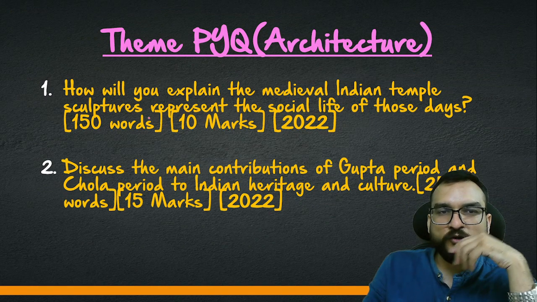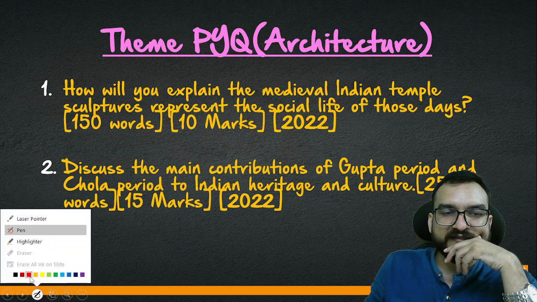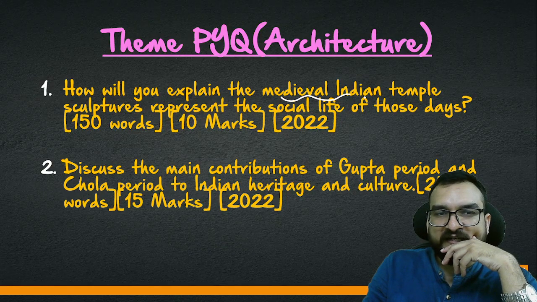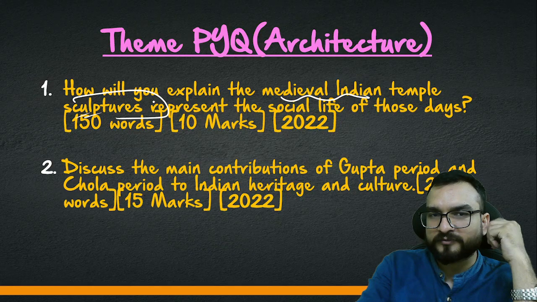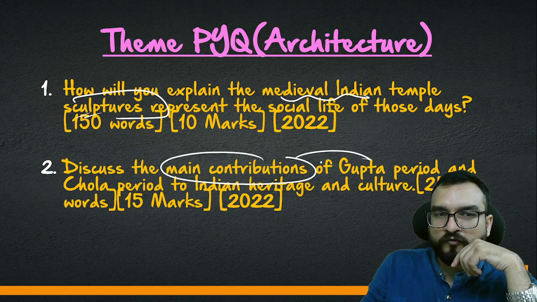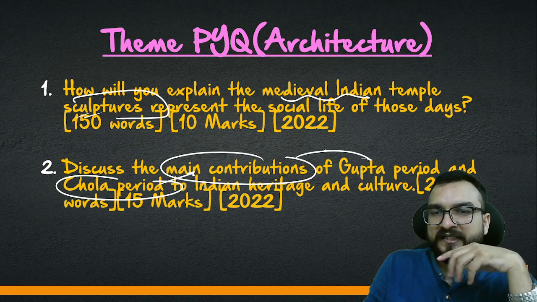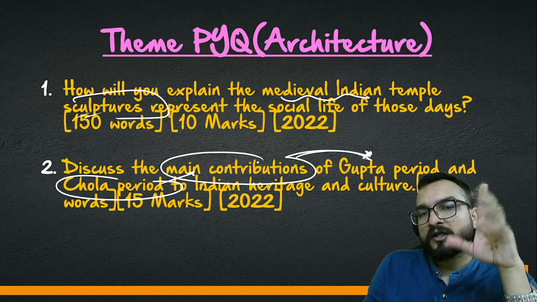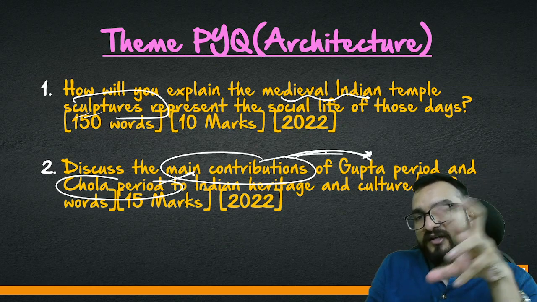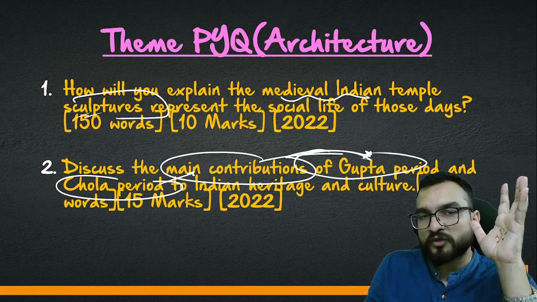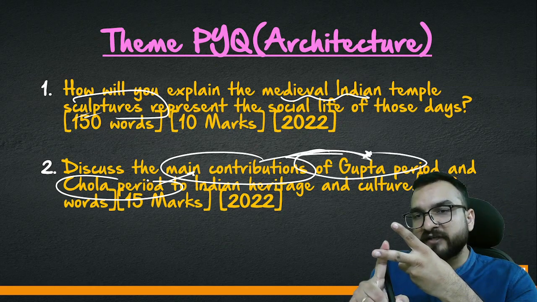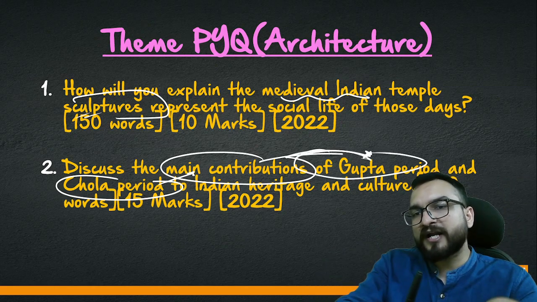First, see the PYQ on architecture. You will see that they are asking about the medieval Indian sculptures. Though this question is on sculpture, leave it. But the main contribution of the Gupta period and Chola period is basically asking about the architectural angle too. Gupta period and Chola period are important from the Nagar and Dravidian style perspective. So they want you to write that in this answer.